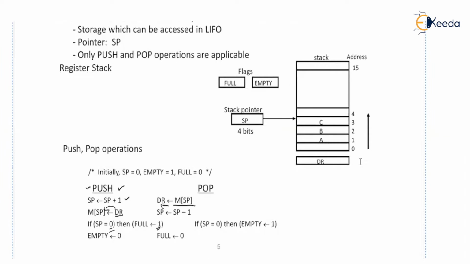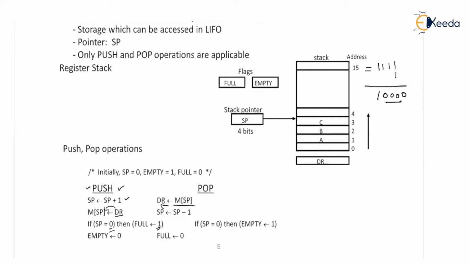But in the register stack, the base of the stack is 0, and the final element of the stack is the 15th element, right? So when you increment 15, 15 plus 1 is equal to 0. In the previous video, we discussed why 15 plus 1 is equal to 16. That is, 15 is equal to 4 ones. Again, let me write it to make it more clear. 15 plus 1 is equal to 1, 0, 0, 0, 0.